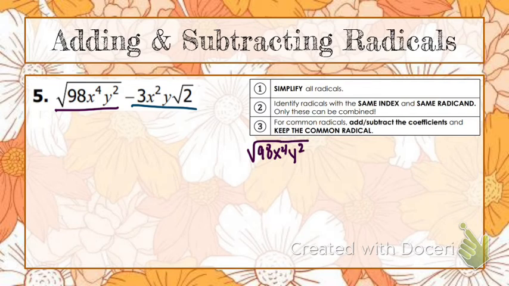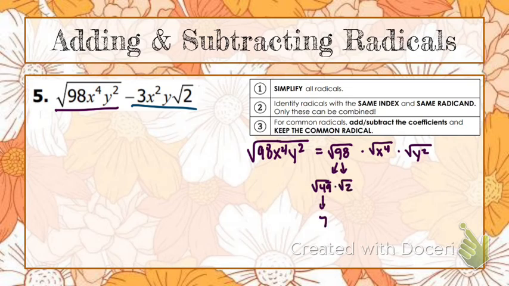And if you remember from our last video, I told you the easiest thing to do is to break this into different pieces. So square root of 98 times the square root of x to the fourth times the square root of y squared. So the square root of 98, we're going to break that down into the square root of 49 times the square root of 2. And then the square root of 49 is 7. So we're going to get 7 square root of 2.